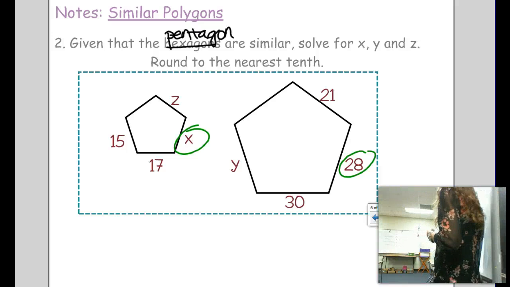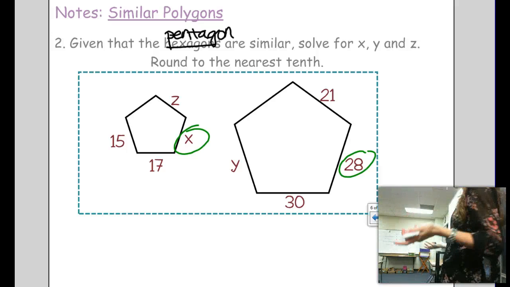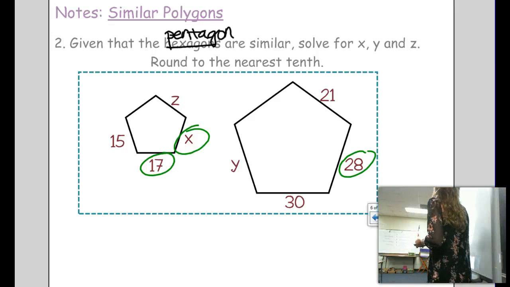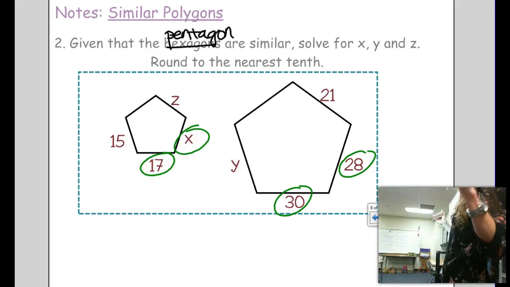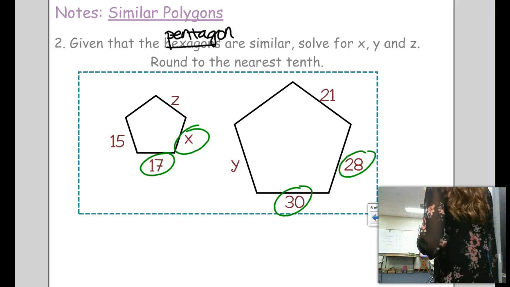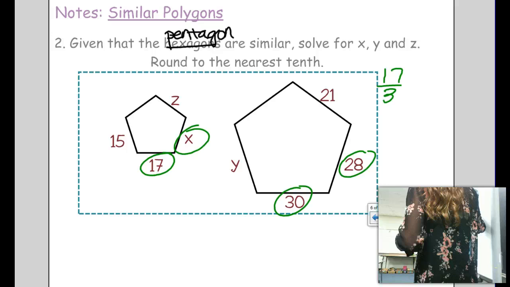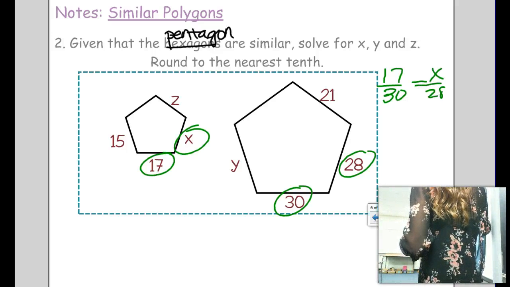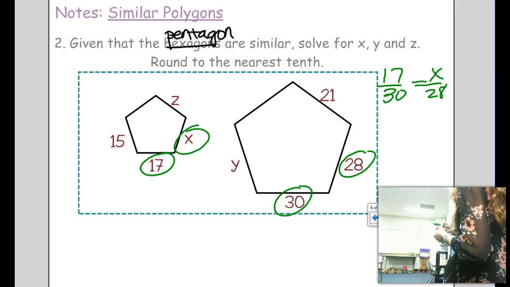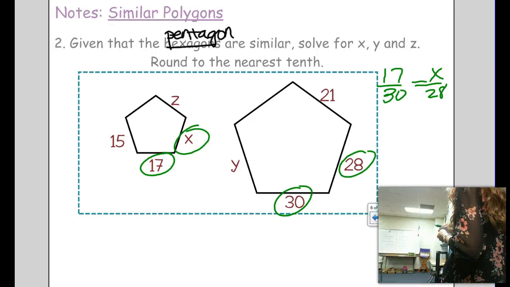We can't use z and 21, because we have an unknown. There we go. 17 and 30 are the ones we're going to use. That's the key. It's the scale factor, but we don't need to find the scale factor. So I would say 17 is to 30 as x is to 28. And then you let your calculator do the work.